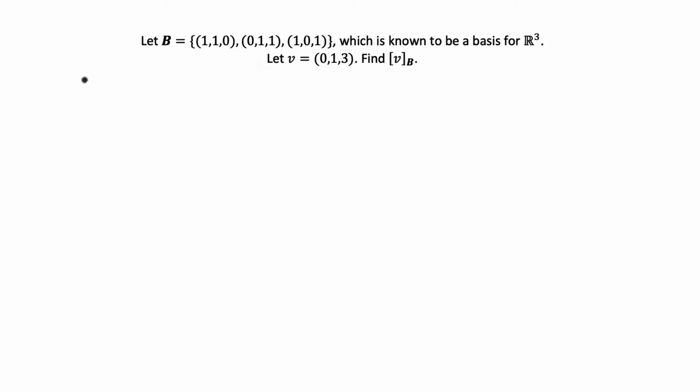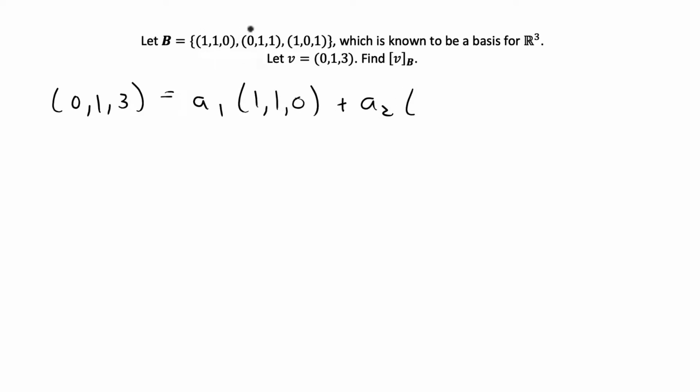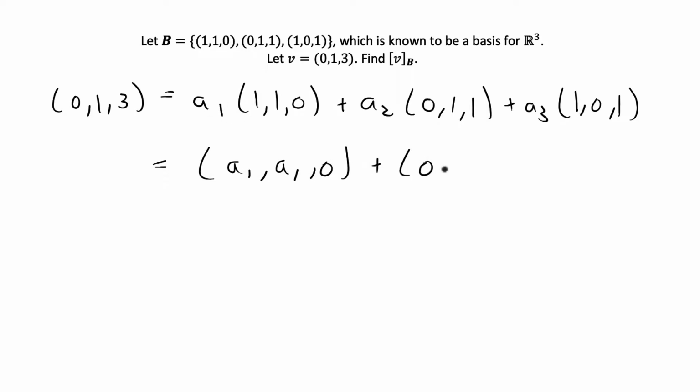I'm going to plug in everything that I just mentioned. v is equal to 0, 1, 3. So that's equal to a1 times b1, which is 1, 1, 0, plus a2 times b2, which is 0, 1, 1, plus a3 times b3, which is 1, 0, 1. Next, I'm going to scalar multiply the coefficients into the vectors. So that's equal to a1, a1, 0, plus 0, a2, a2, plus a3, 0, a3. Then to find the values of a1, a2, a3, we can solve this as a system of linear equations.